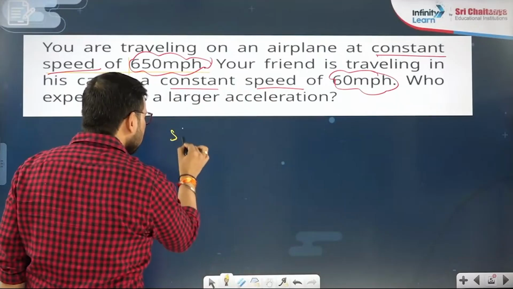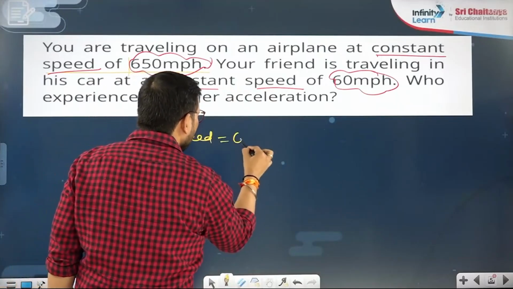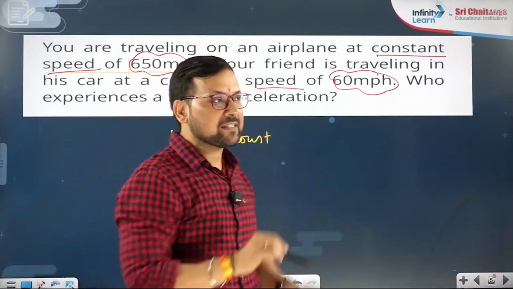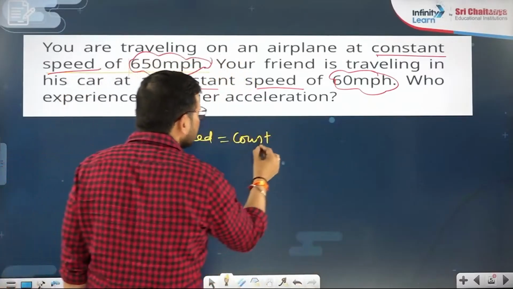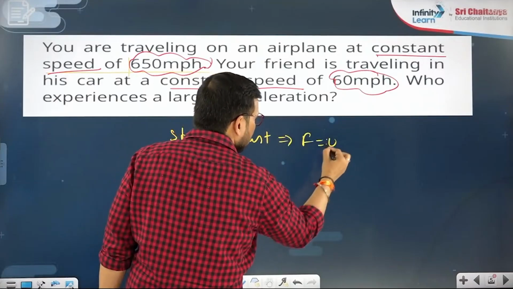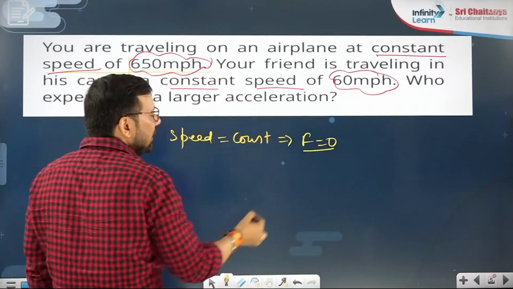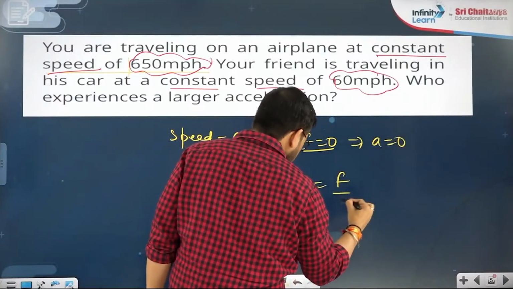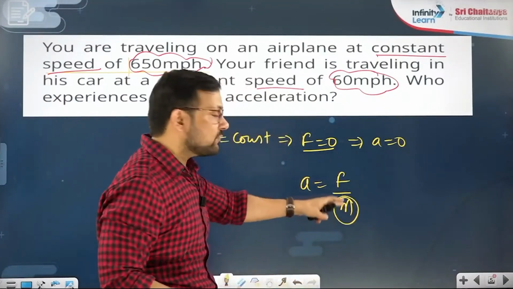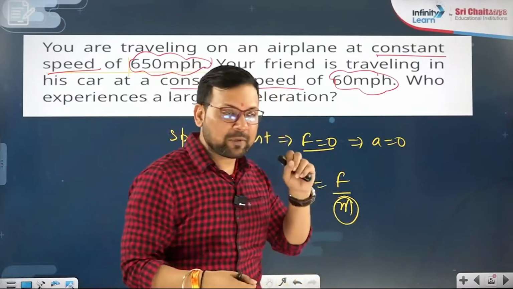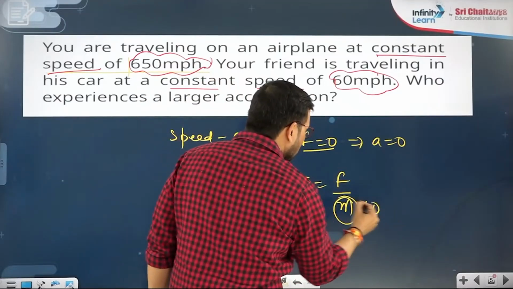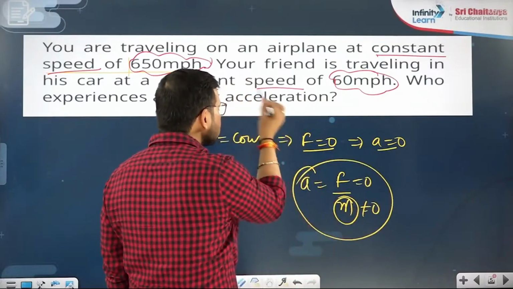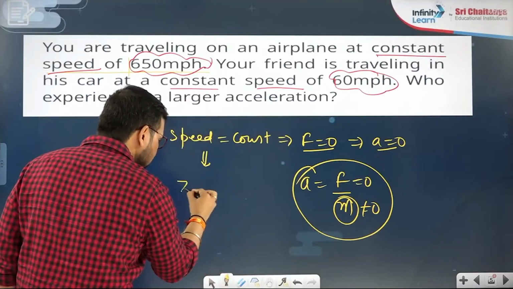If speed is constant, it means you are not applying any force. Speed is constant, so inertia of motion is not being changed. You are not applying any force. Constant speed means force is zero, because force will change the speed. And if force is zero, then acceleration is zero, because acceleration is force divided by mass. Mass will not be zero; neither the car nor the aeroplane will be massless. So mass is not zero, force is zero, and hence acceleration is zero. Understood? So constant speed means zero acceleration.